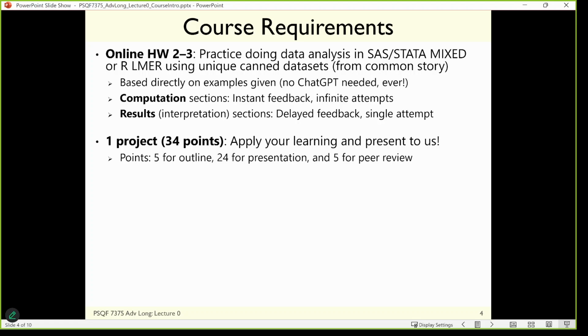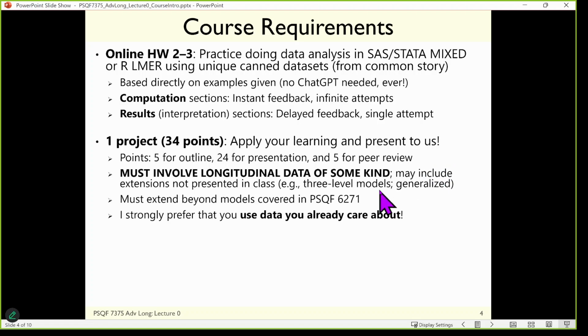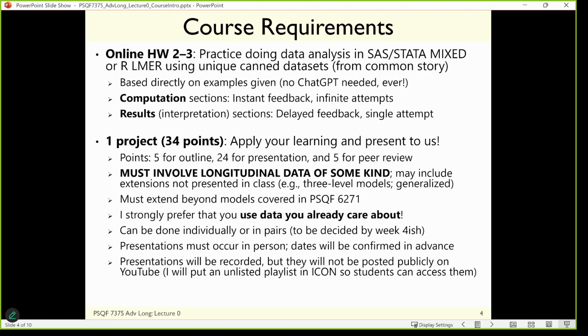Presentations will be recorded. Did I say that here? I think I have all the notes in here. Yeah, I'm going out of order, but it's off the top of my head. Presentations are going to be recorded because each of you is also going to be responsible for a peer review of someone else's presentation. So that will be another 5 points for that.